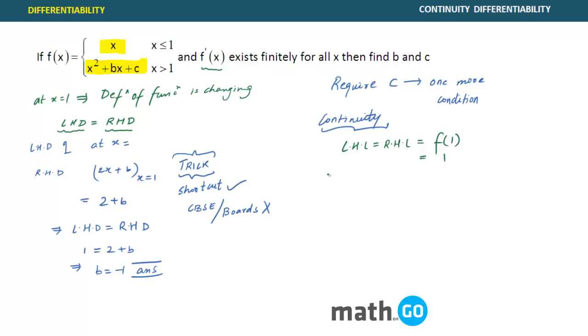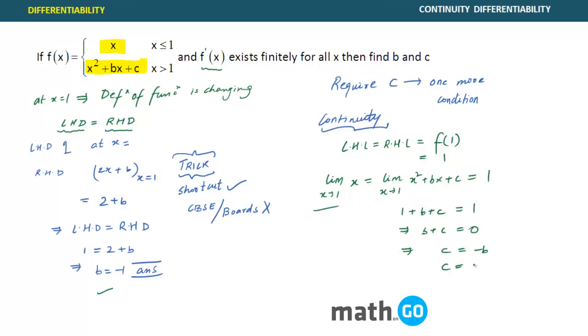So limit x approaching 1, x is equal to limit x approaching 1, x square plus bx plus c should be equal to 1. This is obviously 1, nothing to prove. And here if you just put the value, you will get 1 plus b plus c is equal to 1, or I can say b plus c is equal to 0. This says c is equal to minus b, and since we have already got b here, the answer to c becomes, yes, 1. So this is the answer we were looking for. So the net answer for both the values will be that b is equal to minus 1 and c is equal to 1. So these questions are solved something like this.